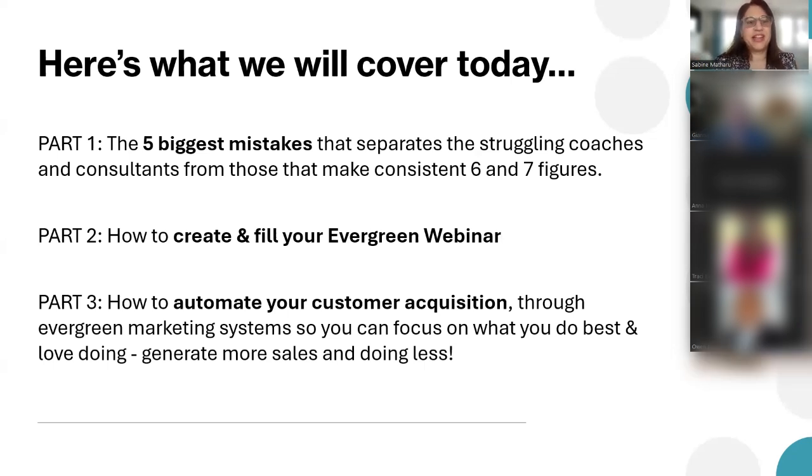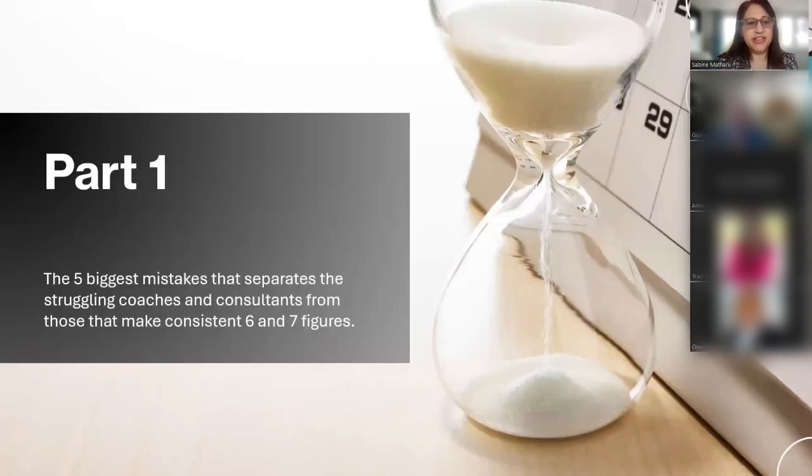So let's dive in. Okay. Right, part one. Let me talk to you about the 5 biggest mistakes that separate the struggling coaches from those that make consistent 6 and 7 figures. So obviously it's about the consistency, but that's a key word.